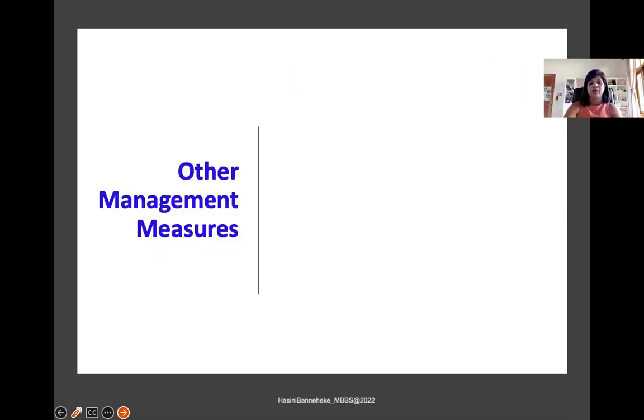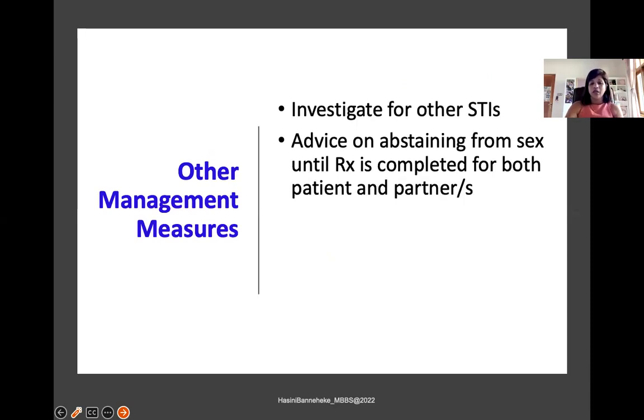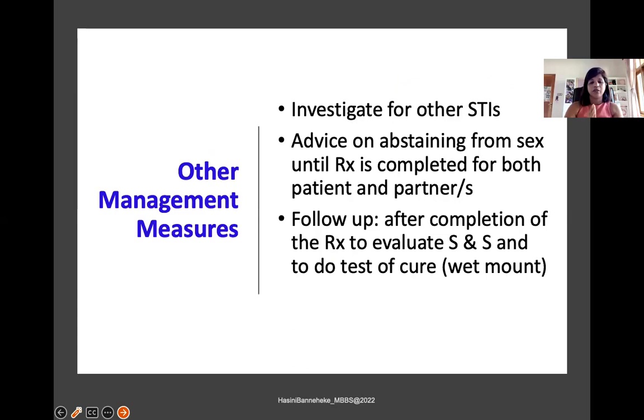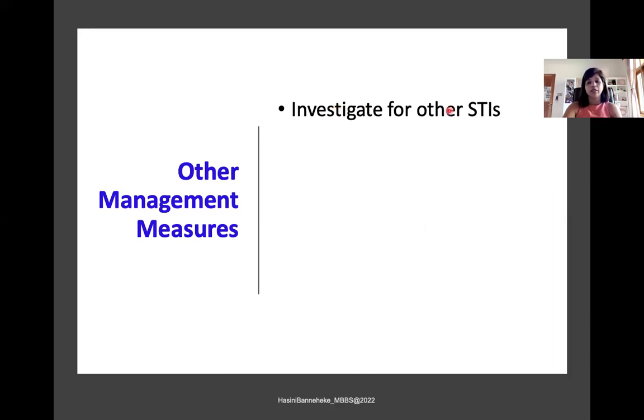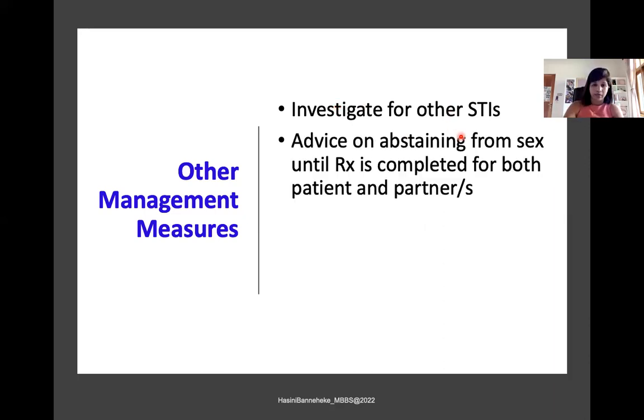Okay, right. So apart from giving medicines, there are other measures in the management. These three things that I have put here are all common in sexually transmitted infections. If there's a patient with a sexually transmitted disease, you look for other STIs, since there is a higher chance of that patient having more than one STI. That patient will be investigated for all the other STIs as well. That's the usual practice.